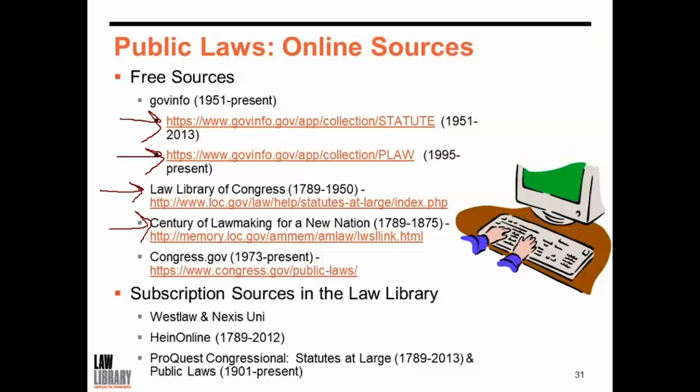And as far as subscription services, you're seeing these names over and over again: Westlaw and Nexis Uni or Lexis Advanced, depending on which one your library subscribes to. HeinOnline, and then another one that I'll mention, ProQuest Congressional. They have statutes at large, full run, and also a nice run of public laws from 1901 to the present. Really comprehensive database for that. We have that in the Law Library Reading Room too, and a lot of academic libraries have that.